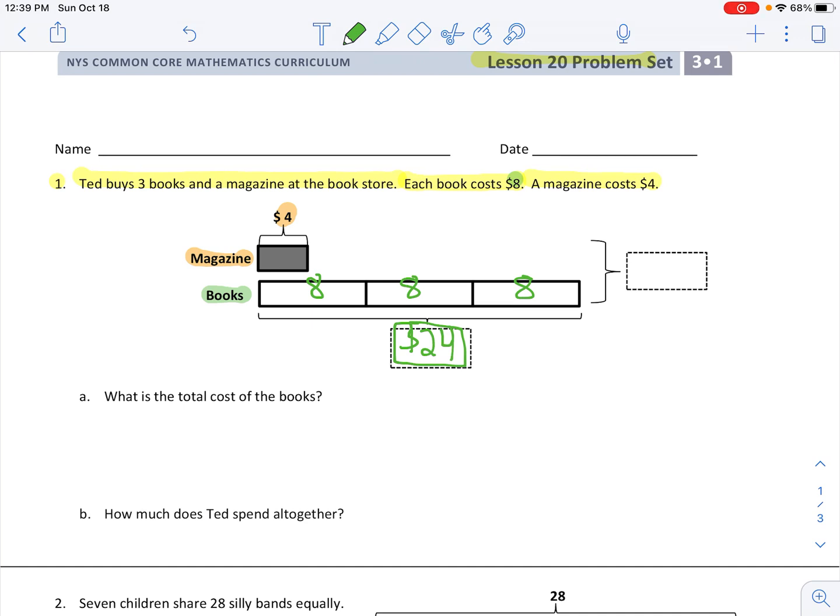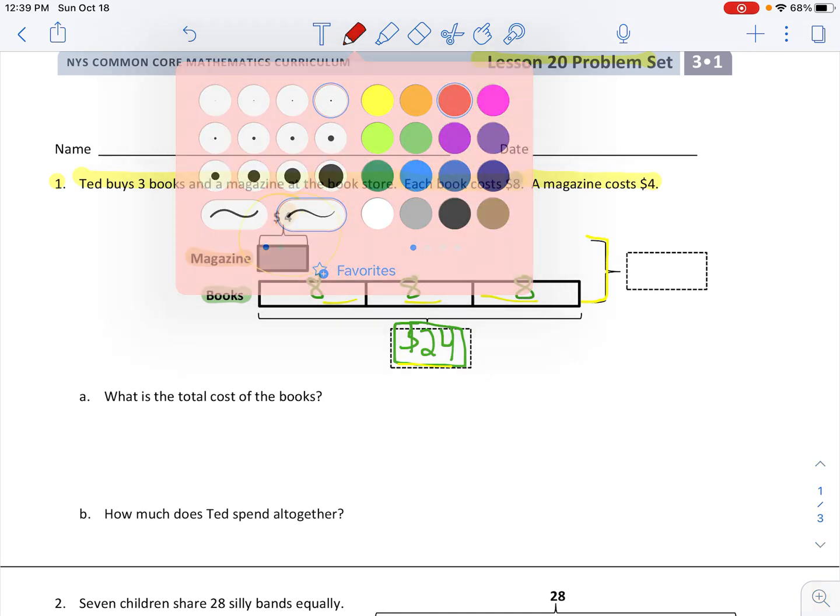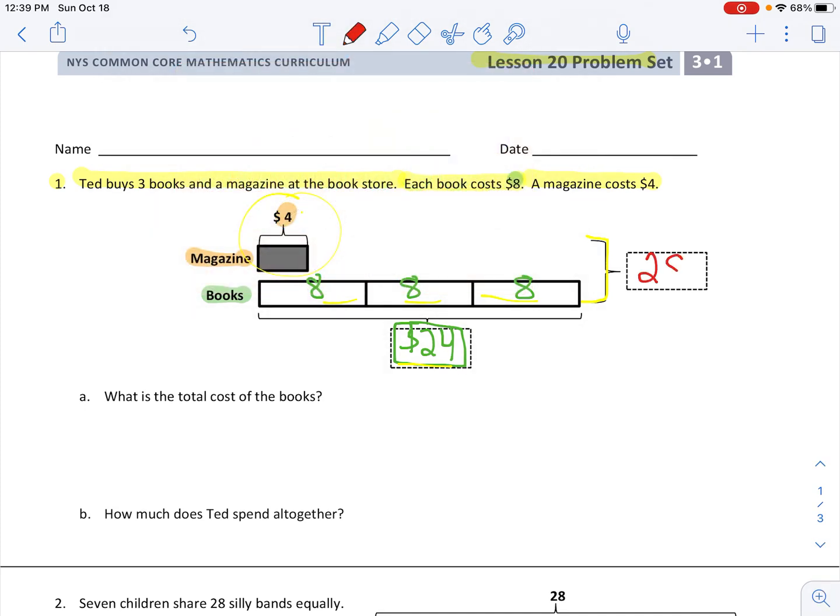Well, now if I think about over here, they're asking me for the whole thing. These books plus this magazine. So I have $24 in books plus the $4 in the magazine means that all together my cost is going to be $28.